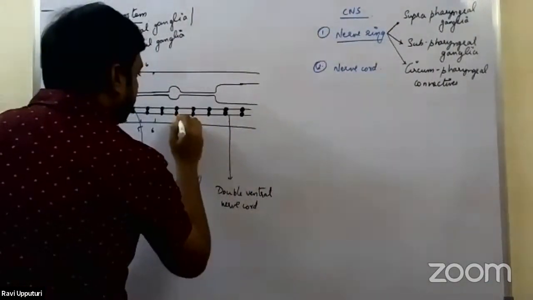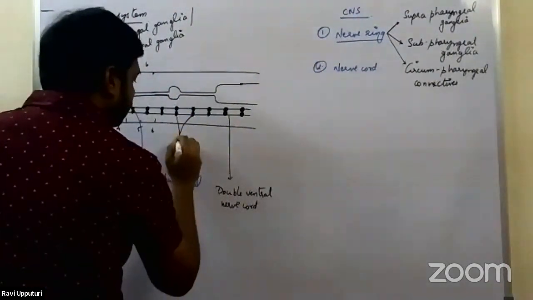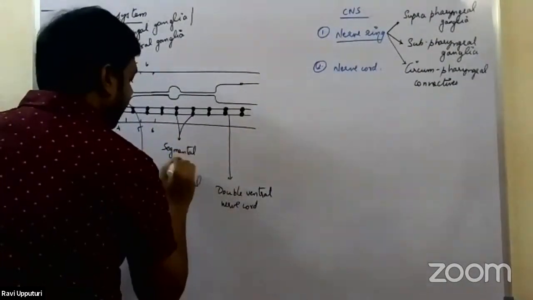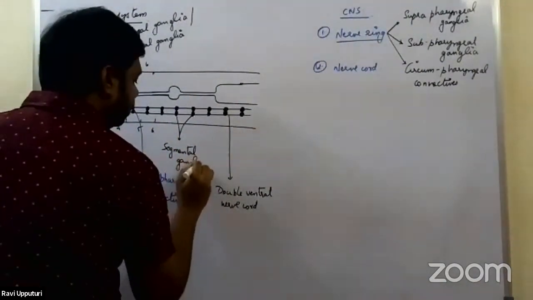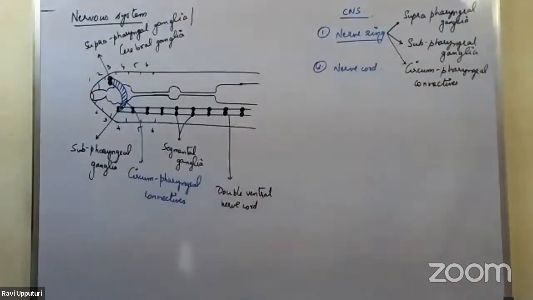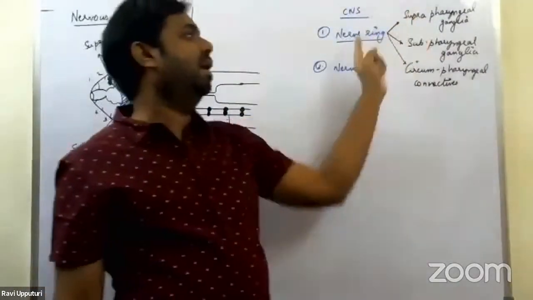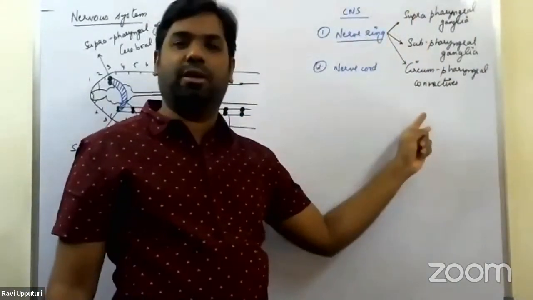So this, let me start labeling it. This is called the segmental ganglia. Right. So this is how the central nervous system is arranged in the body of this organism. Right. So what does the central nervous system include now? The nerve ring and the nerve cord. The nerve ring has the suprapharyngeal ganglia, the subpharyngeal ganglia, and the circumpharyngeal connectives.